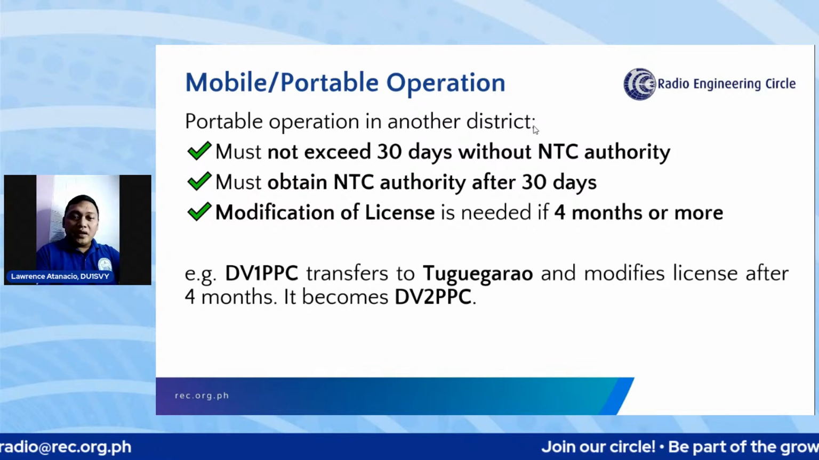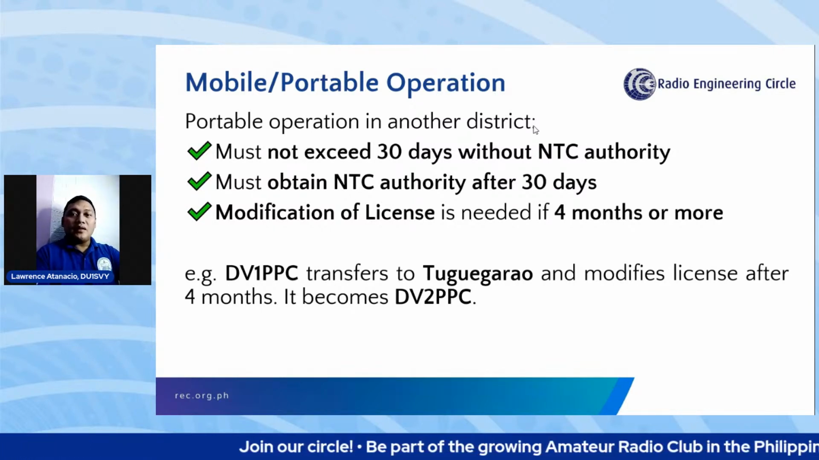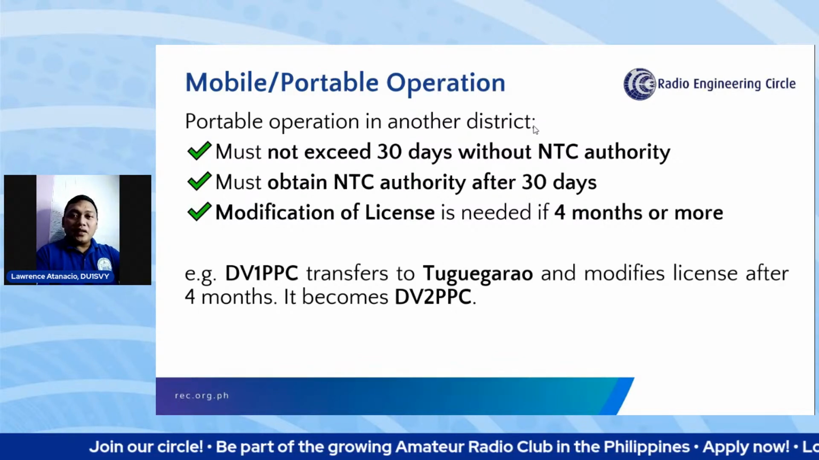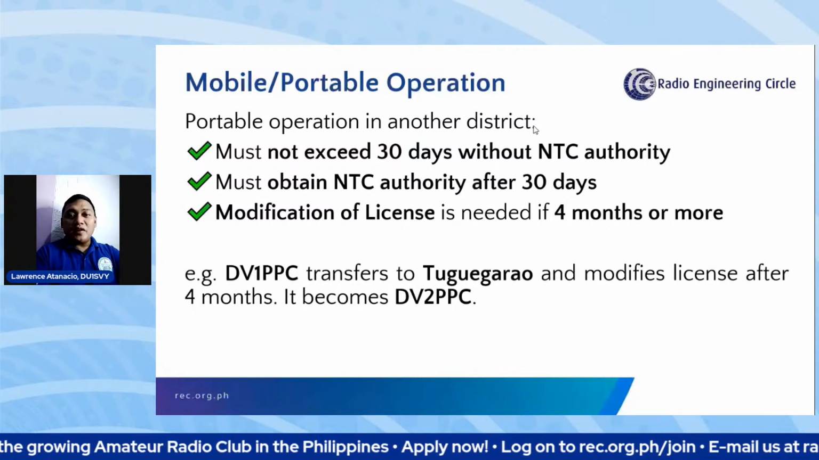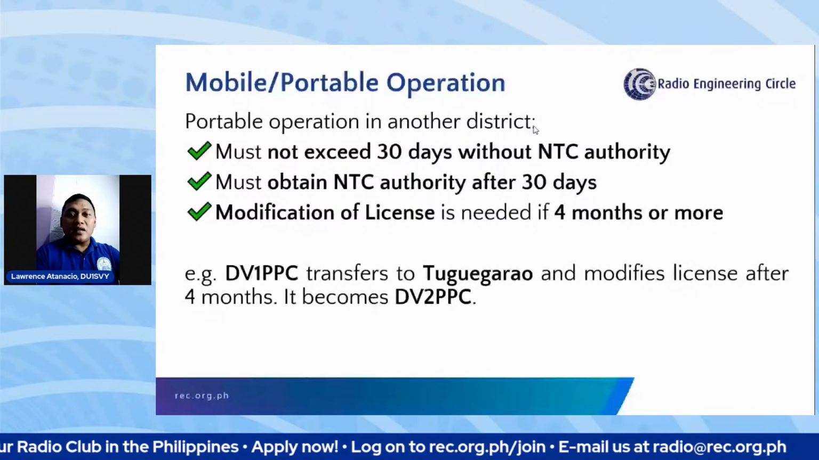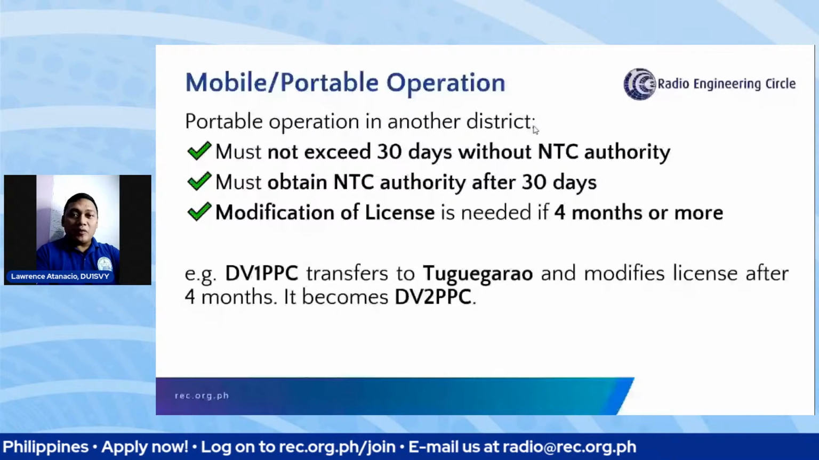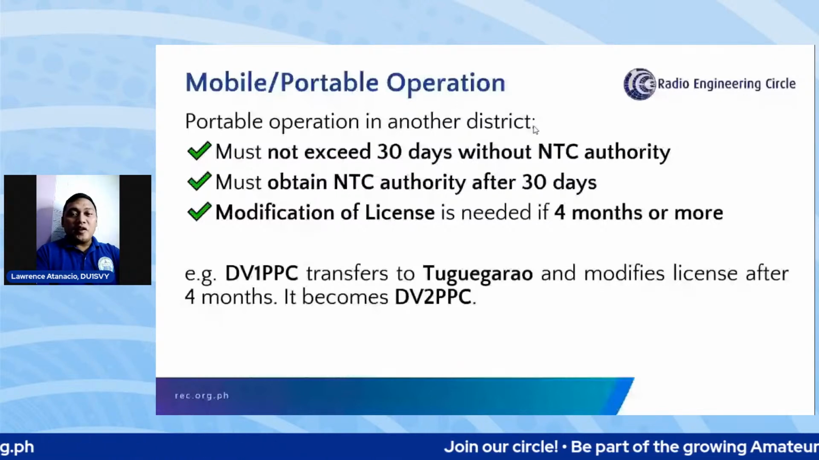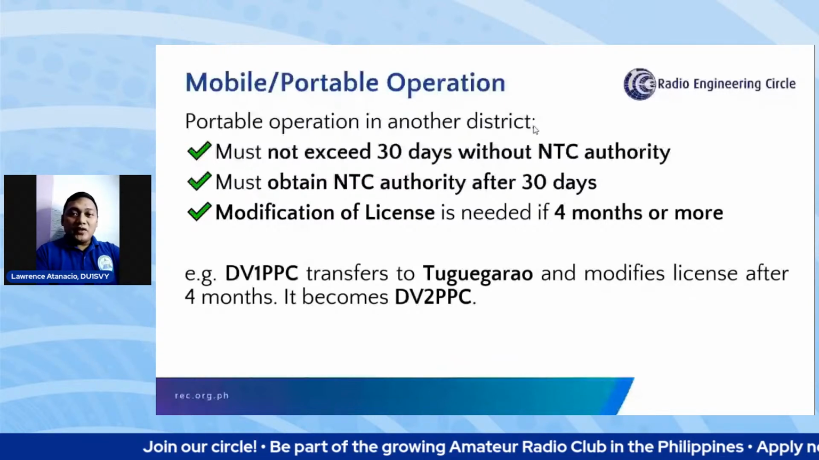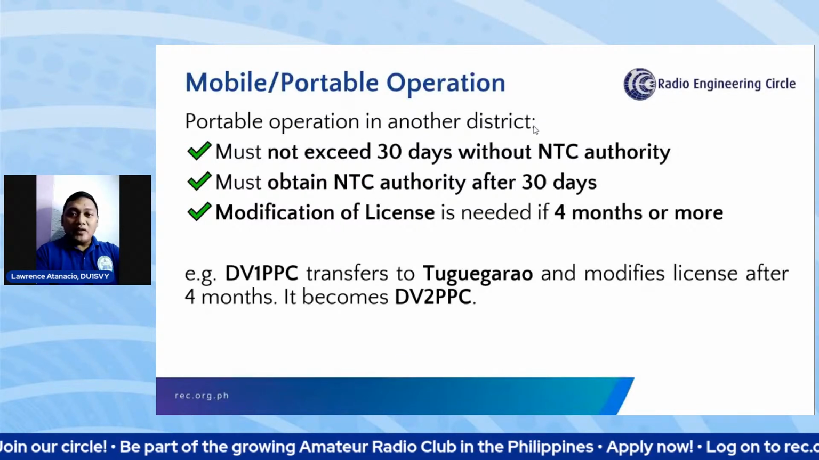Portable operation in another district must not exceed 30 days without NTC authority. Ano po? Kailangan po 30 days ka lang. For example, nagpunta ka ng Baguio. No? So, dapat po ang allowed po dyan ay 30 days lang yung mobile or portable operation. So, must obtain NTC authority after 30 days. So, kailangan ito po ay base po sa radio rules and regulation. No? Then, modification of license is needed if 4 months or more.